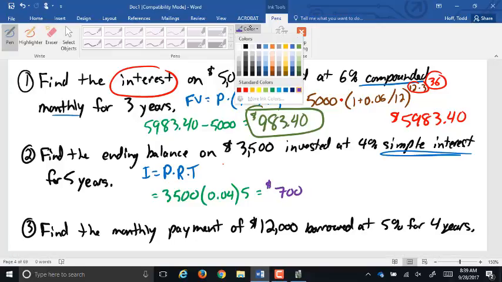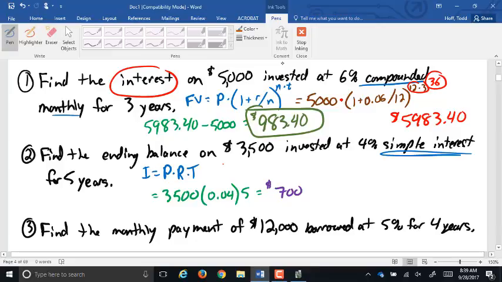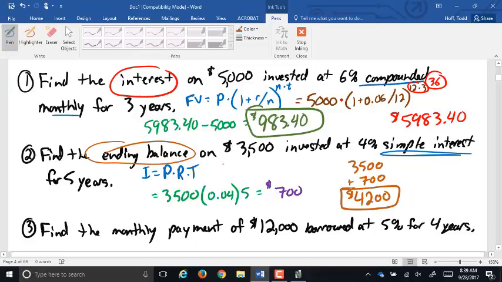That's the interest. Is that what we want? We're asked to find the ending balance. So we're going to take the $3,500 principal, add the $700 in interest, to get an ending balance of $4,200.